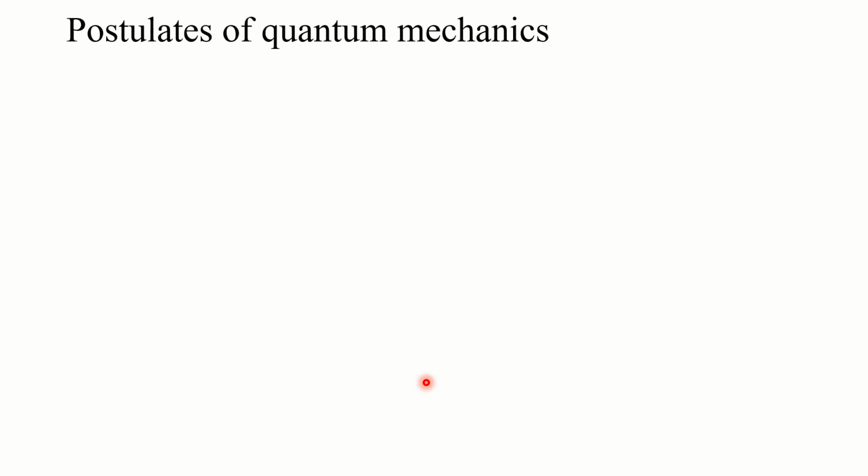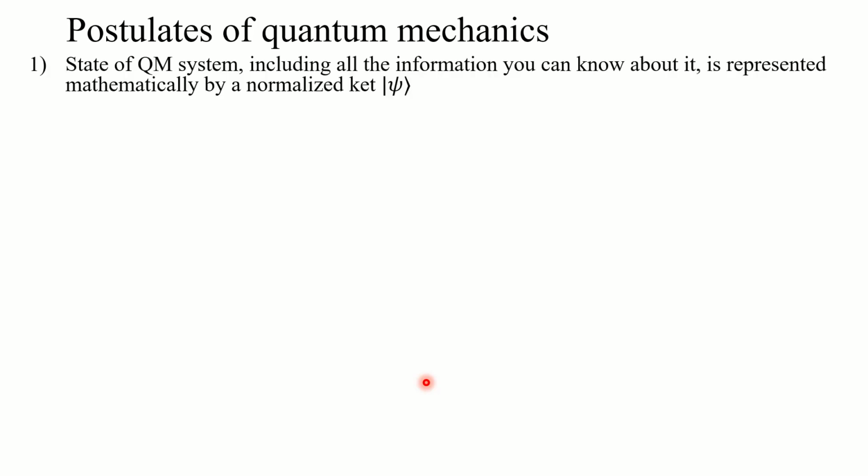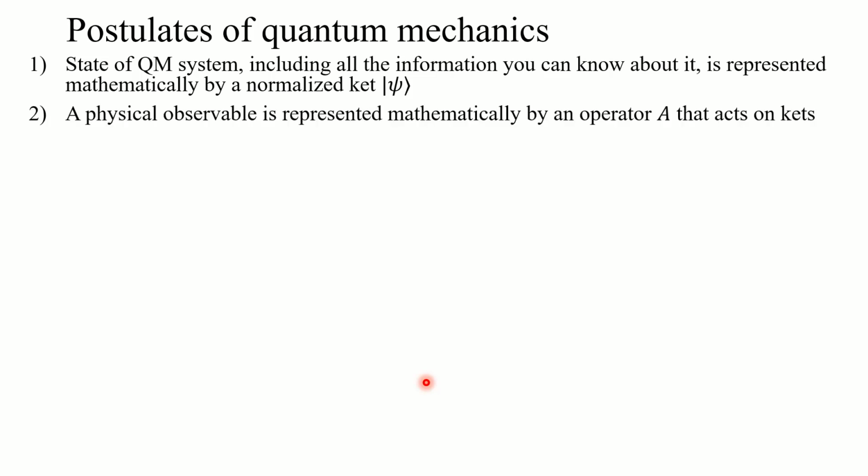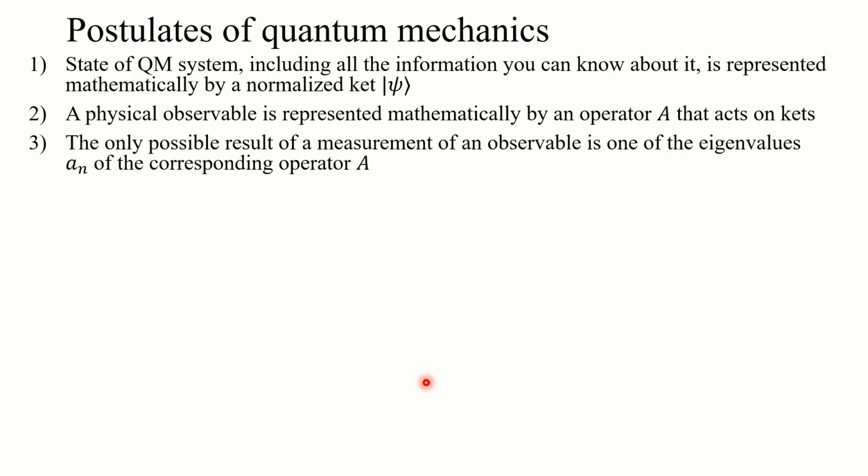These are mentioned at the end of chapter 1 in your textbook, and there's 6 of them. Going through them in order. One: the state of a quantum mechanical system, including all the information you can know about it, is represented mathematically by a normalized ket. Two: a physical observable is represented mathematically by an operator A that acts on these kets.